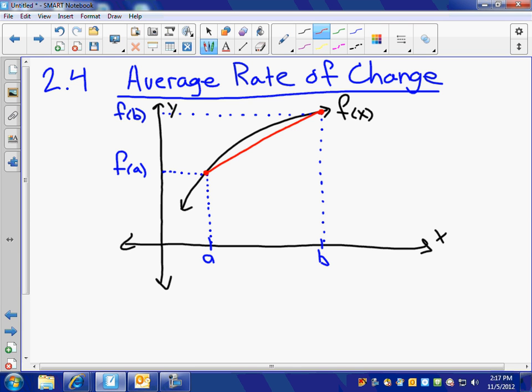And if you look here, if you look at the beginning, if the slope of this red line represents the average rate of change of that function, at the beginning, I might be headed at a greater rate. And at the end, I might be headed at a lesser rate. Okay? So average rate. How do we define it? We define it like this.